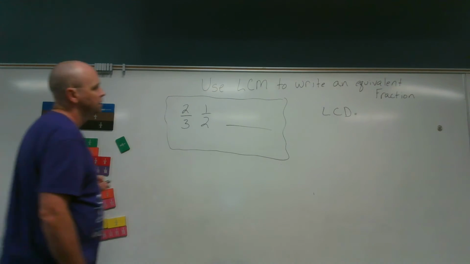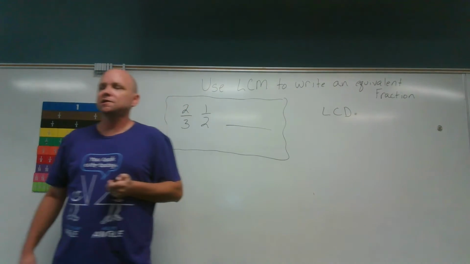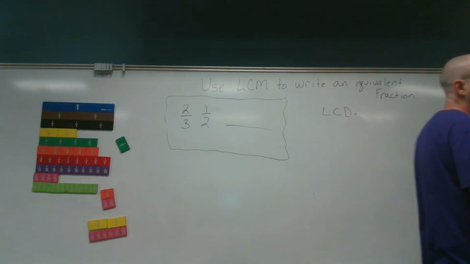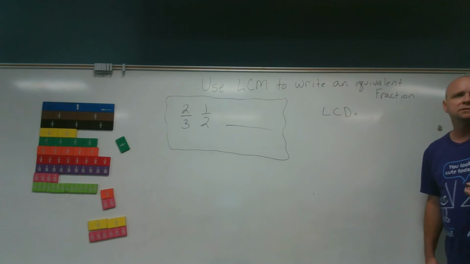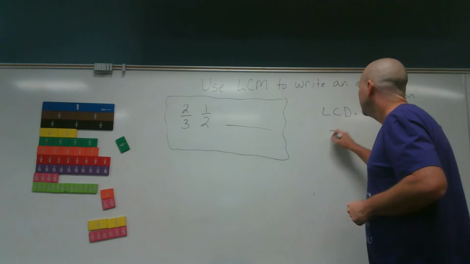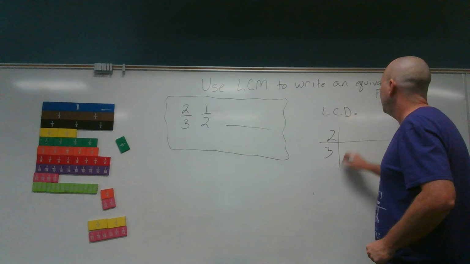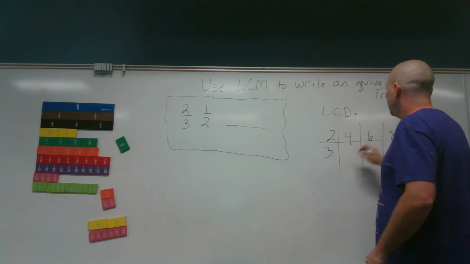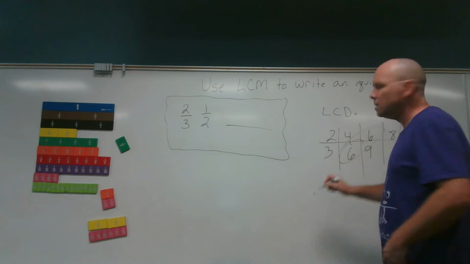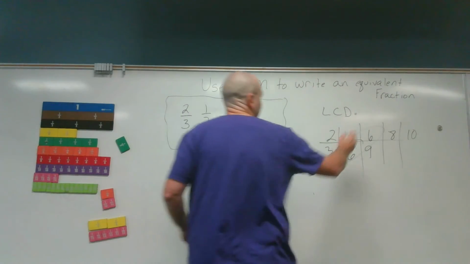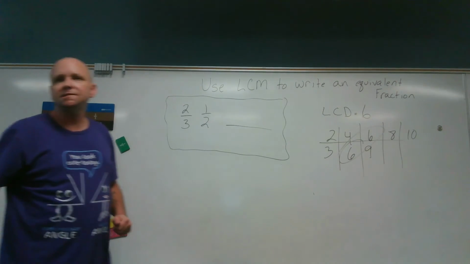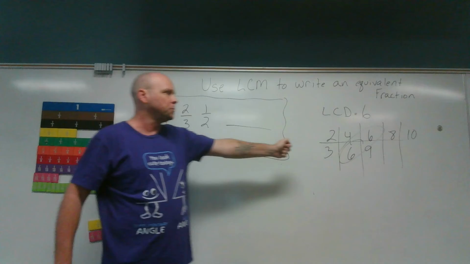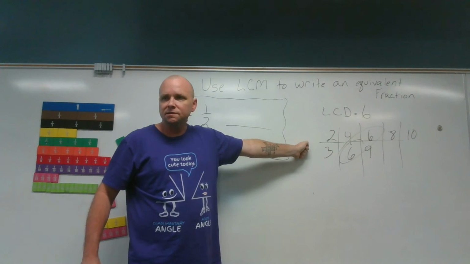So now I need to find the least common denominator for 2 and 3. Phoenix, you know what it is? No? All right, let's work it out. 2 and 3: 4, 6, 8, 10; 3, 6, 9. Boom! 6 is my least common denominator. First common multiple they have is 6.